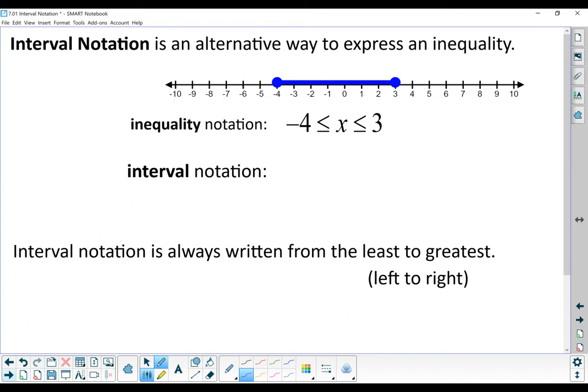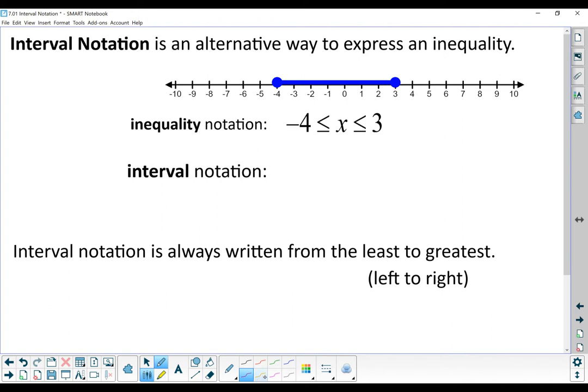In Math 2, we need to learn a new type of notation called interval notation. Interval notation is an alternative way to express an inequality. It's a way of expressing a set of numbers. So in inequality notation, this graph would be -4 less than or equal to x less than or equal to 3. Or in other words, x is between -4 and 3, included on both ends.